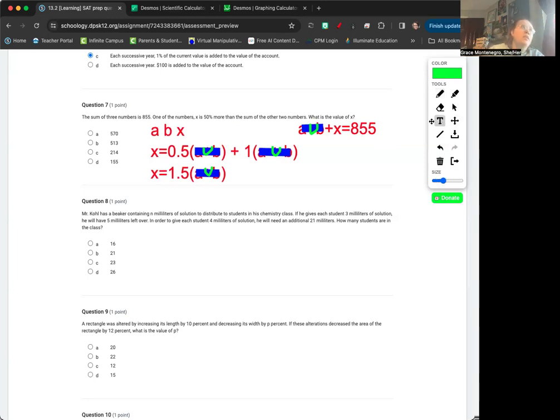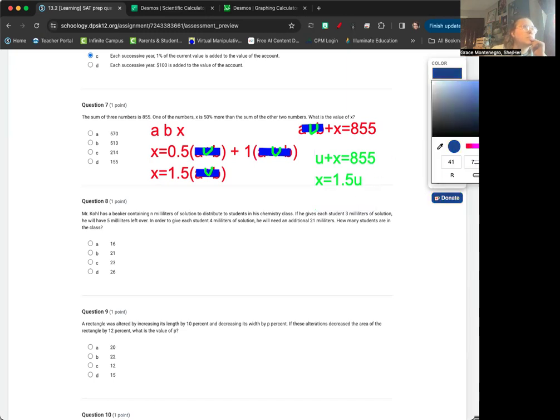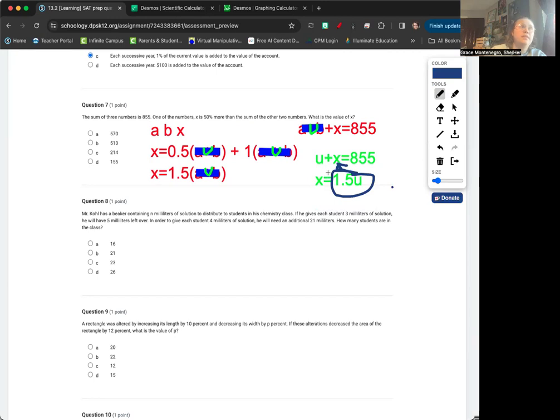So my new equation reads U plus X equals 855, and X equals 1.5 U. All right, so we plug in 1.5 U here, because that is the same thing as X.